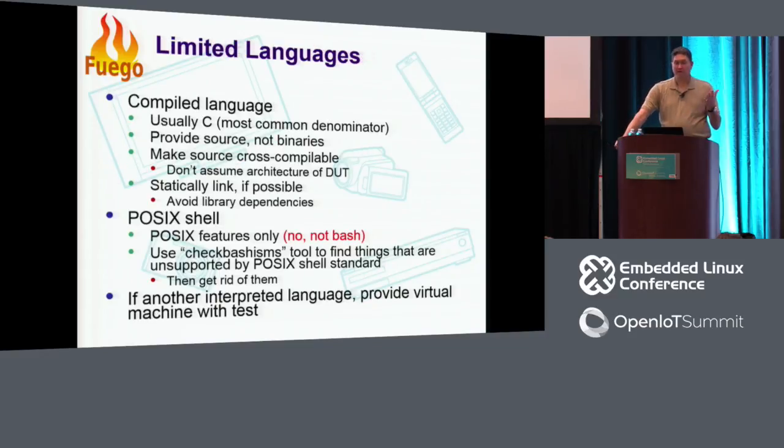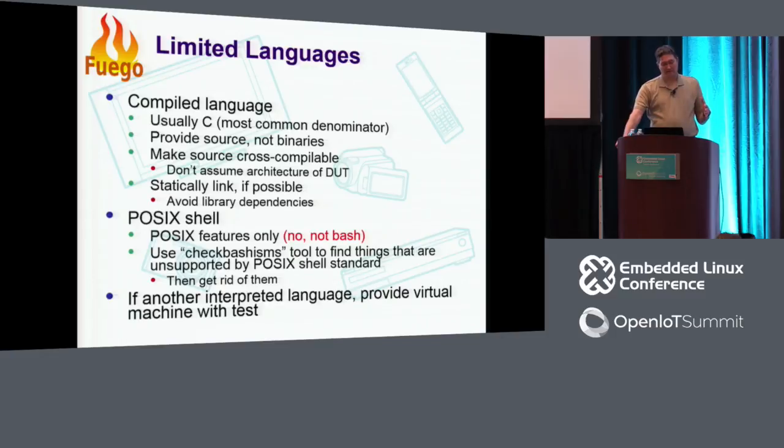I'm going to expand on those. So compiled language, almost everybody is writing their low-level tests in C. That's the most common denominator. I know it's 2018. You'd think we could get beyond C, but you just know that C is going to be supported on your board. Provide source, not binaries. Do not provide binaries because we can't put that on other platforms. Make the source cross-compilable. Don't assume the architecture is either 32 or 64-bit or anything else about the architecture. Statically link, if possible, to avoid dependencies on libraries.